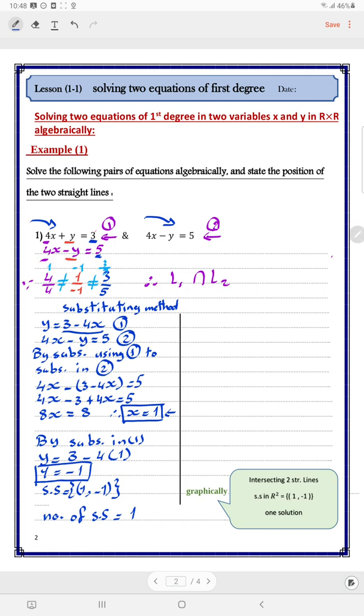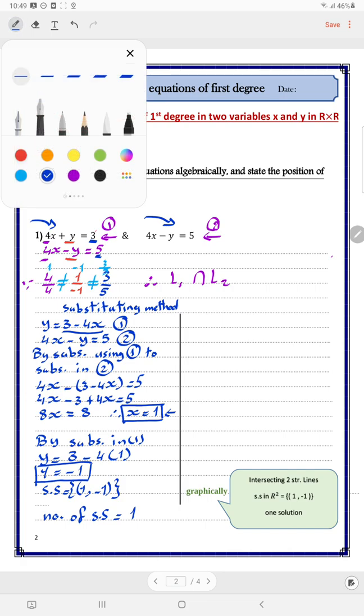Now you can use another method. This method is called the omitting method. What is the meaning of the omitting method? Let's see.